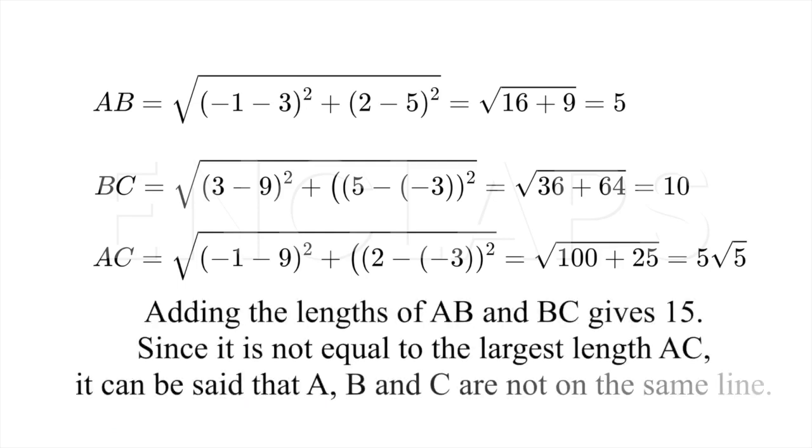Adding the lengths of AB and BC gives 15. Since it is not equal to the largest length AC, it can be said that A, B and C are not on the same line.